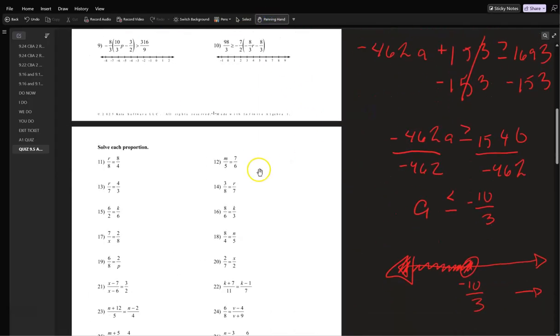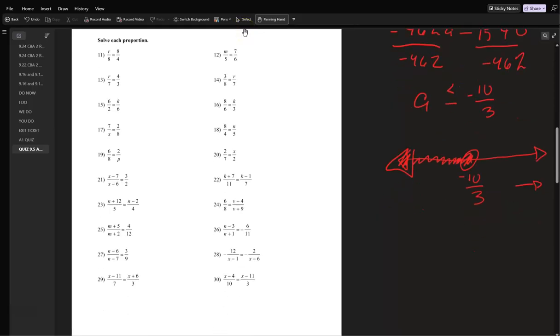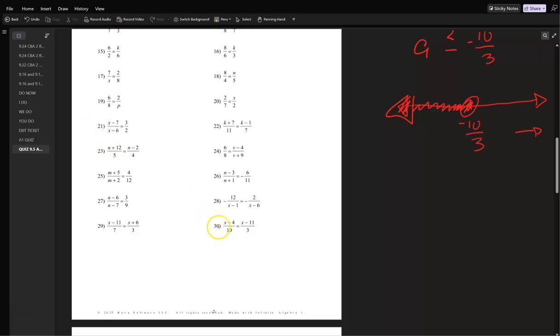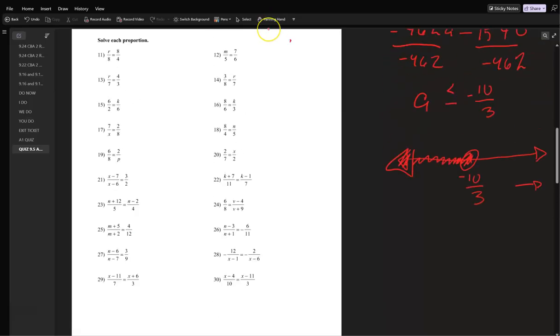The other portion that you'll be asked in terms of recovering your credit for that quiz is these kinds of problems, solving proportions. So we've got two looks at them, but they're both proportions. For 11 through 20, you'll see that the denominator is basically just a numerical value. And for 21 through 30, we've got some kind of algebraic expression at times. Same process, so let's go ahead and start with, we'll say 18.